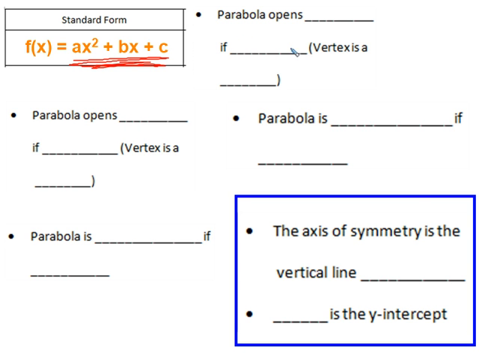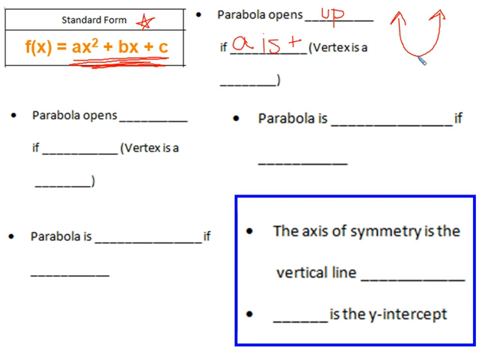Some key points to this type of equation when it looks in standard form. Our parabola, remember that's our U-shaped graph, opens up, meaning it looks something like this, if a, the number in front of the x squared, is positive. So like 1, 2, maybe 3.5. If a is positive, our parabola is going to open upward.